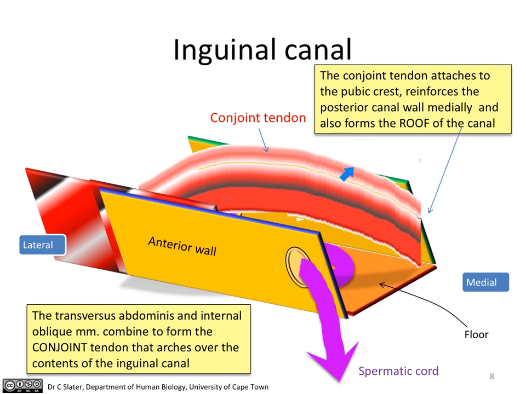This conjoint tendon runs from lateral to medial and from anterior to posterior, so that while it arises laterally and anteriorly, the conjoint tendon will come down and run against the posterior wall of the inguinal canal medially. So just to repeat that, from lateral to medial and anterior to posterior.